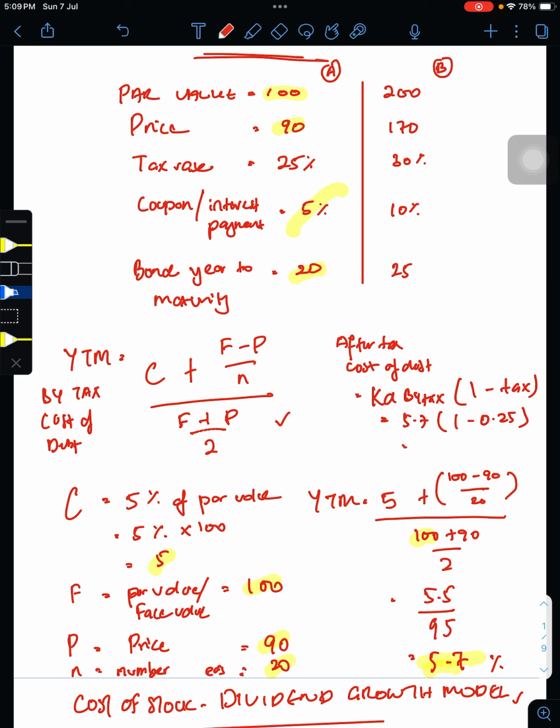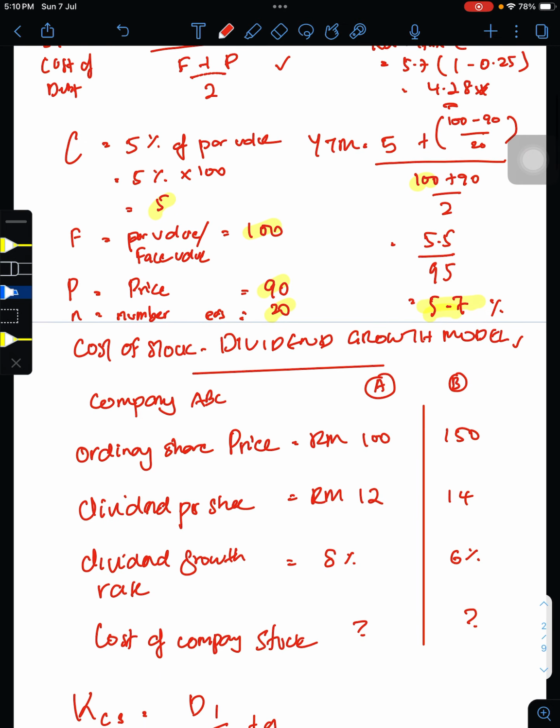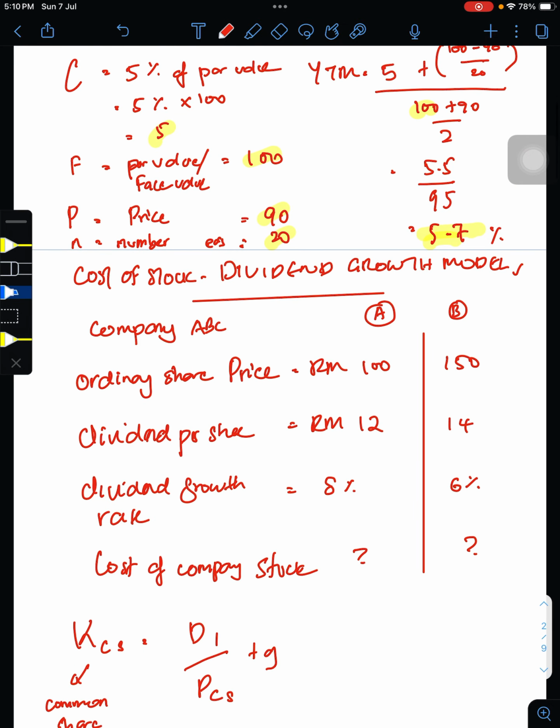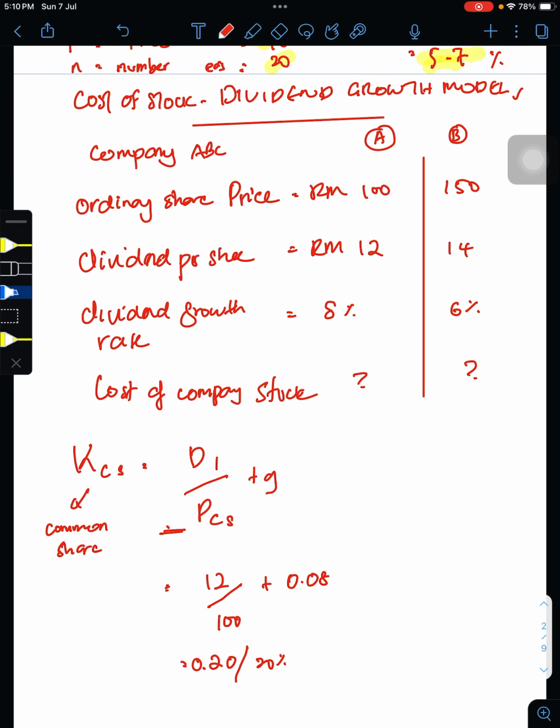So basically 5.7 multiplied by 0.75 gives you 4.275, or 4.28. This is your final answer, 4.28. Okay. The next part is basically the calculation of cost of stock using the dividend growth model. So this formula you have to memorize.